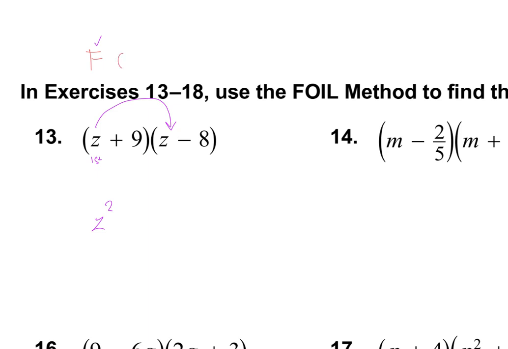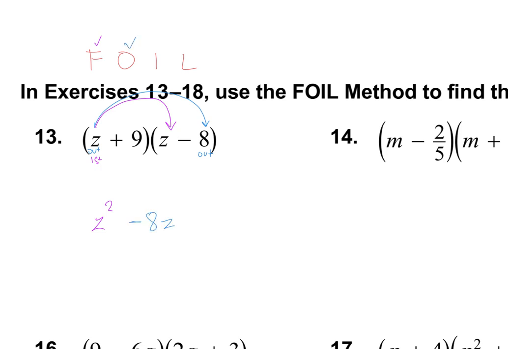In fact, here, let's go ahead and write FOIL. So we got it up there for us. The outer two terms, this guy is on the outside. This guy is on the outside. The outer two terms, z and -8, that's -8z.